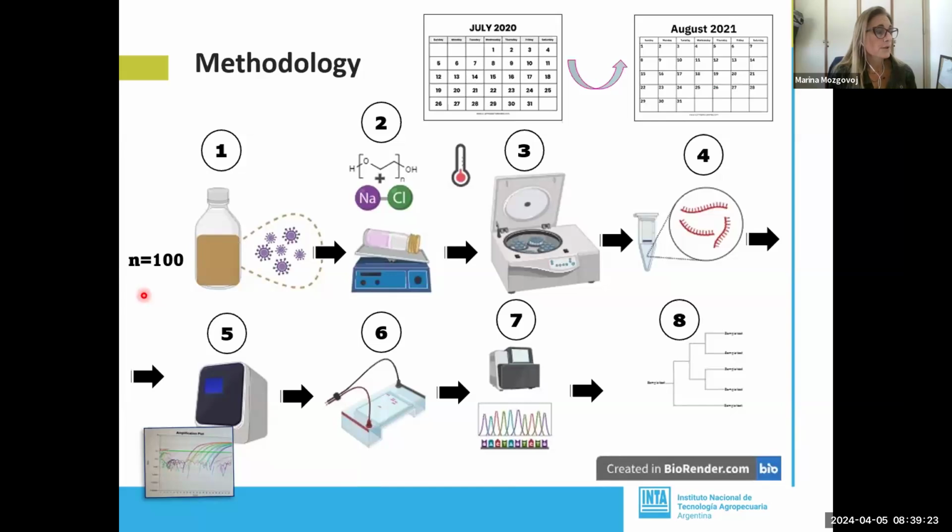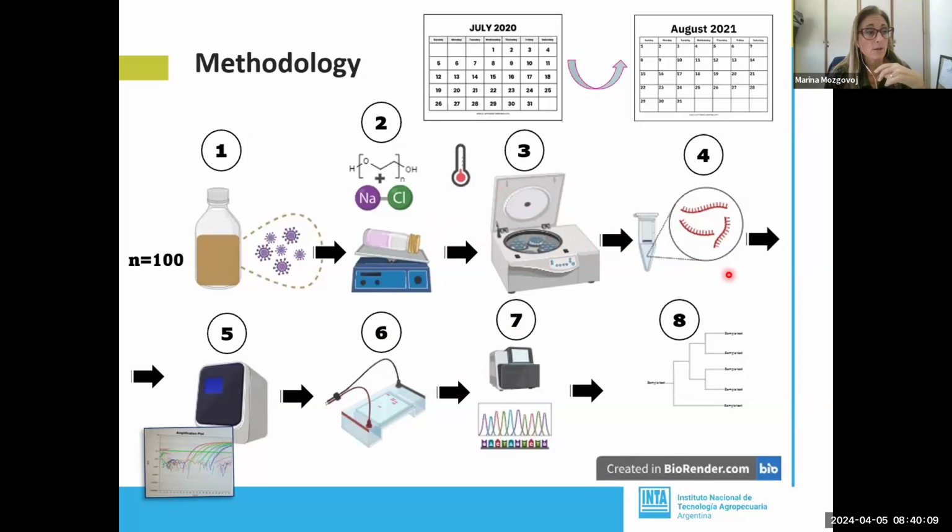We collected a total of 100 untreated wastewater samples from the intake pipe that serves 2 densely populated neighborhoods in Altos de San Lorenzo. The samples were collected weekly from July 2020 to August 2021, and the viruses were concentrated according to the precipitation method that uses polyethylene glycol and sodium chloride. After an incubation step at 4 degrees centigrade, samples were centrifuged and the pellet was resuspended in a very small volume in order to concentrate the virus.